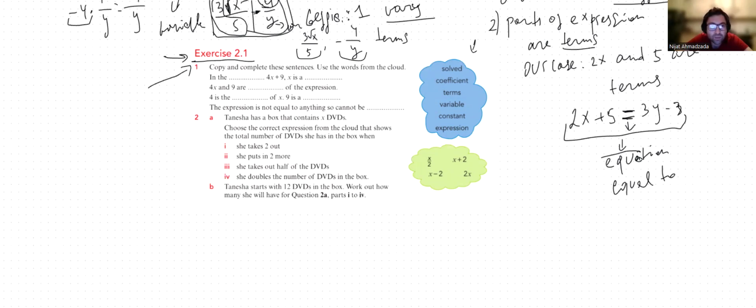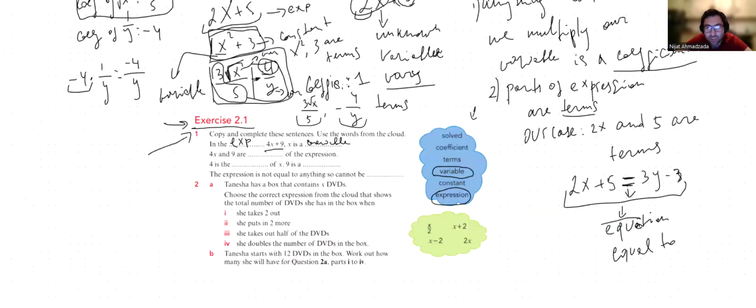We're going to use the words from here. This is 4x plus 9, right? 4x plus 9 is an expression, as we taught earlier. So in the expression 4x plus 9, x is a, we already know that x's are unknowns. Here we don't see the word unknown. Instead, we have the word variable. So x is a variable. 4x and 9, we already talked about the parts of an expression. Parts of an expression are terms. So 4x and 9 are terms, right?